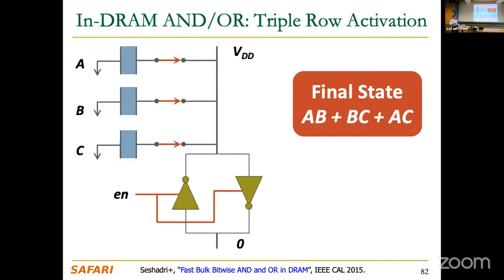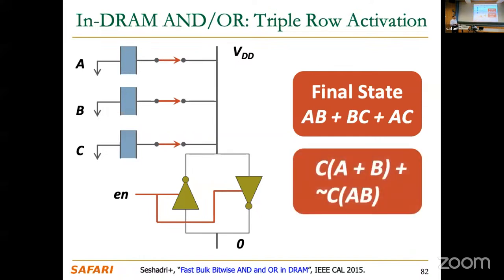And then if you do the calculation, you're going to see that the final state that you're going to see in the sense amplifier is going to be A and B, or B and C, or A and C. And if you simplify this with C, you're going to see that this is either A or B, or A and B.